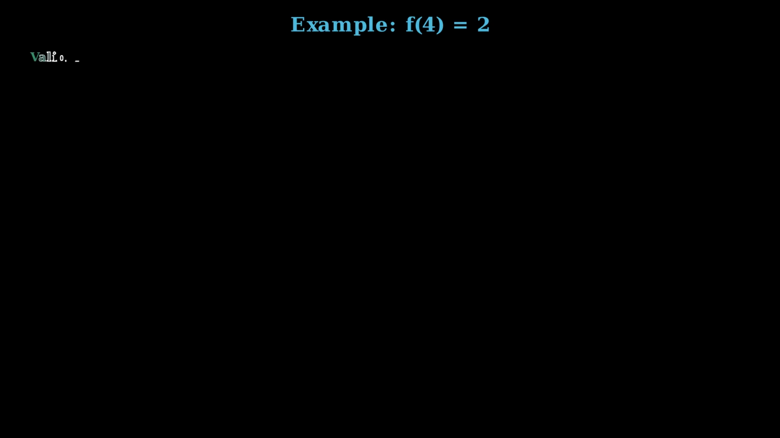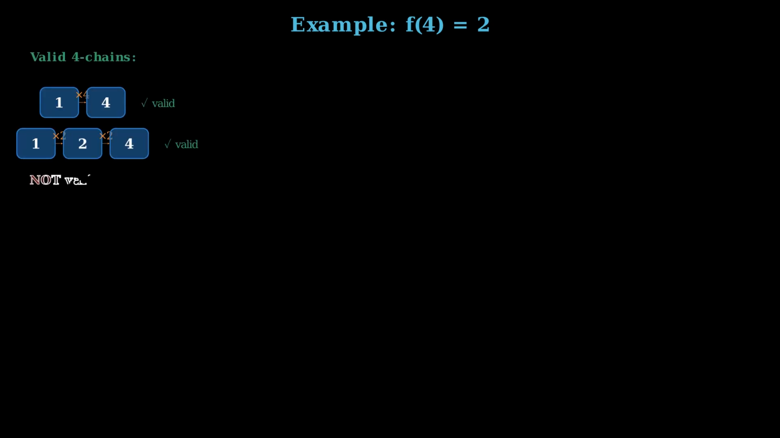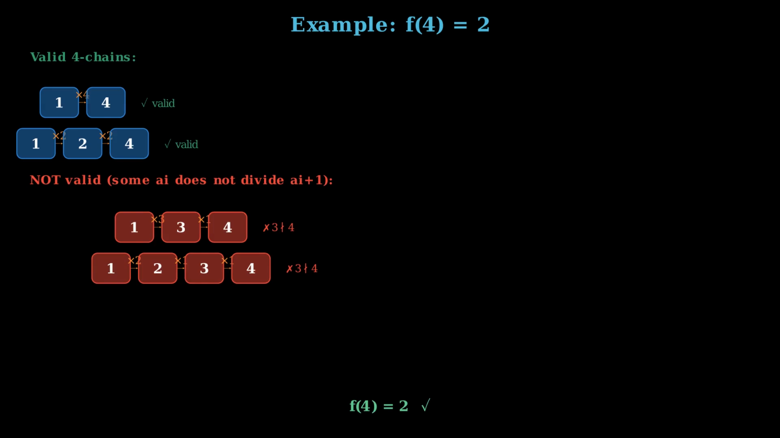Let's see all chains for a small example. n = 4. The problem tells us f(4) = 2. The two 4-chains are: first, 1 then 4. This is valid because 1 divides 4. Second, 1 then 2 then 4. Valid because 1 divides 2 and 2 divides 4.